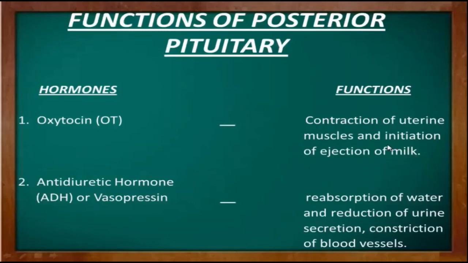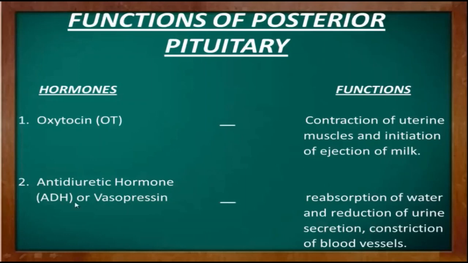It helps in the contraction of smooth muscles of the uterus at the time of childbirth, and milk ejection from the mammary gland after childbirth. So at the time of childbirth only it induces. Now the second one, antidiuretic hormone or vasopressin, ADH.